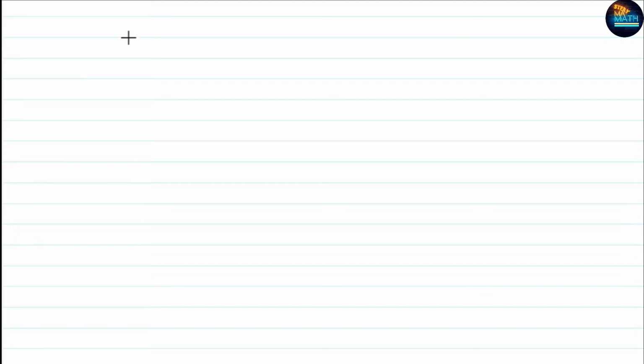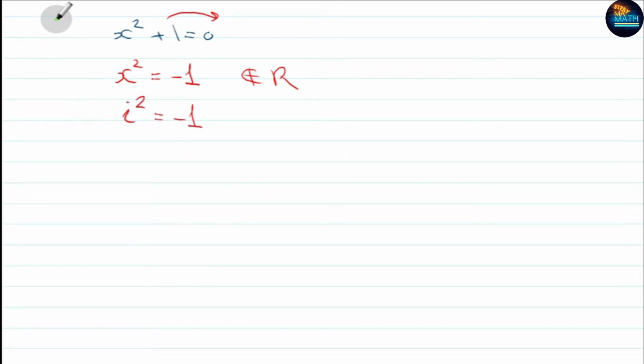When you have an equation, x squared plus 1 is equal to 0, and when you solve this equation, you get x squared is equal to negative 1, but you're not able to get the square root of negative 1 because it doesn't belong to the real numbers. So let's imagine that i squared is equal to negative 1, and that is the imaginary number.